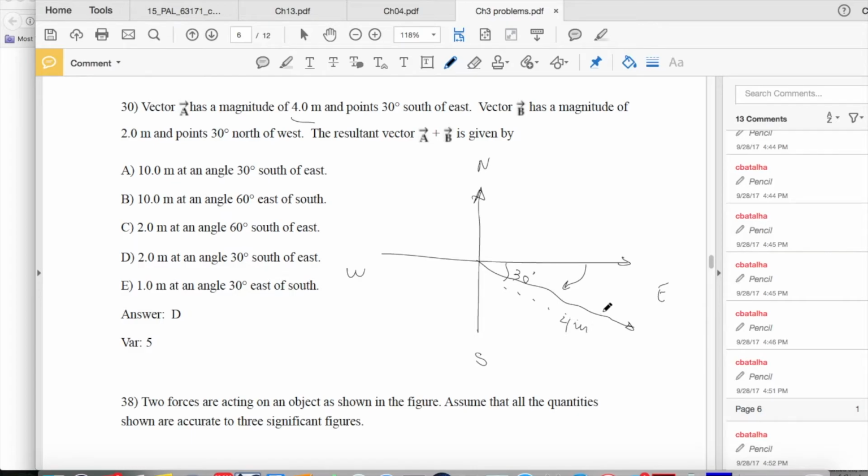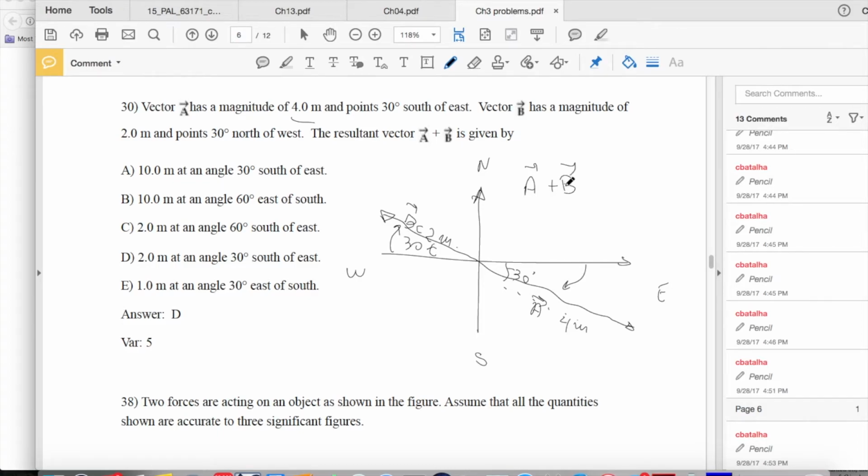Okay. And vector B has a magnitude of 2 meters and points 30 degrees north of west. So this is west. 30 degrees north is something like this. In fact, these angles are the same. See that? Congruent. So it's just a line. But this is B. That is B. It is 2 meters. So A plus B.